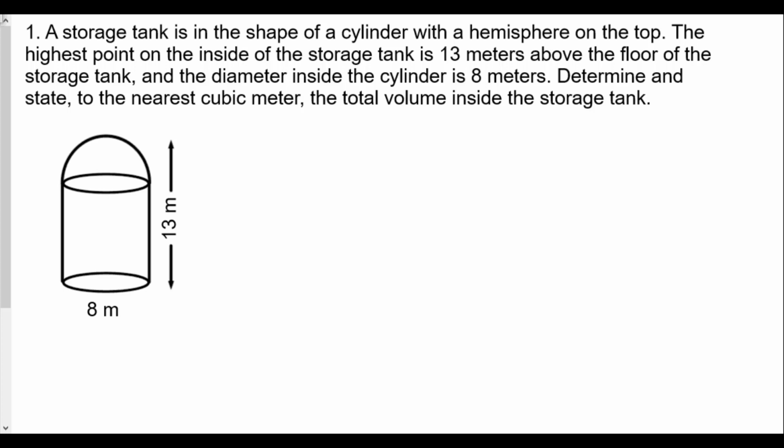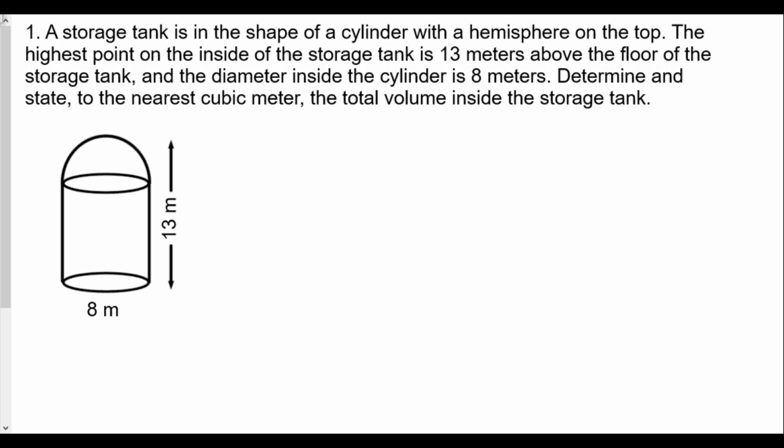The first one deals with a storage tank in the shape of a cylinder with a hemisphere on top. The highest point on the inside of the storage tank is 13 meters above the floor of the storage tank, and the diameter of the cylinder is 8 meters. Determine and state to the nearest cubic meter the total volume inside the storage tank.